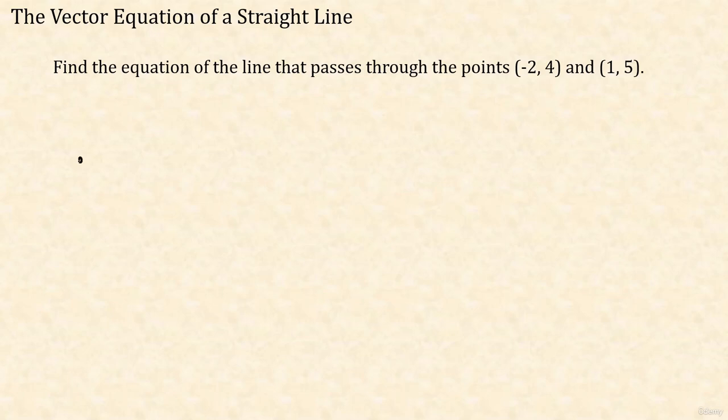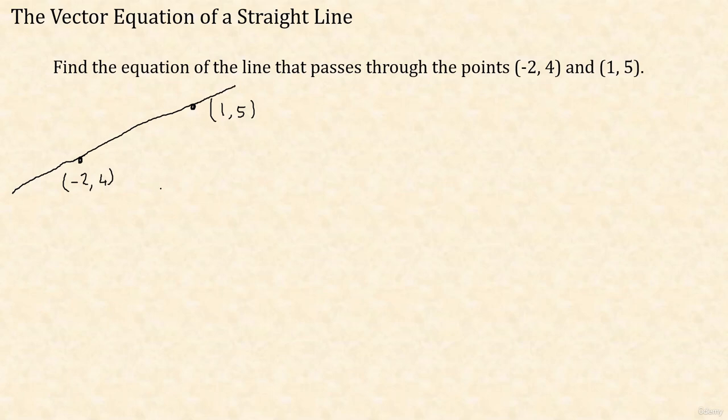So I'm just going to put (-2, 4) here, and I'm going to put (1, 5) here, but it's not important at this stage that this is plotted carefully. So we want the vector equation of the line which goes through these 2 points like that.